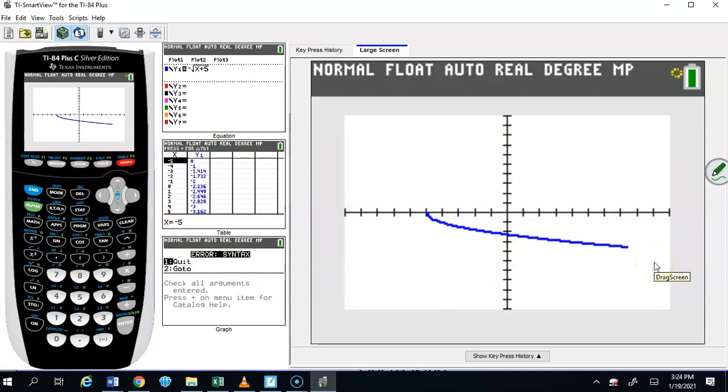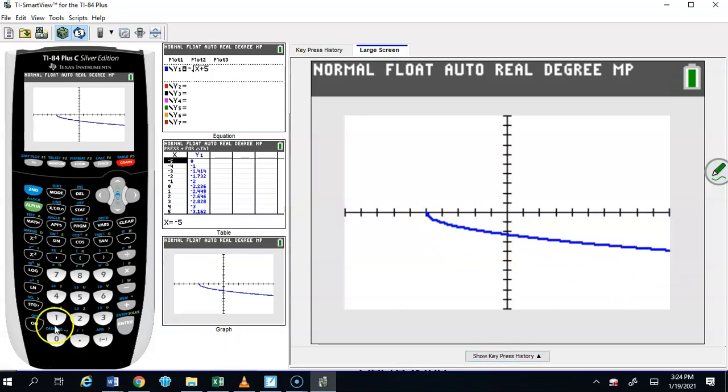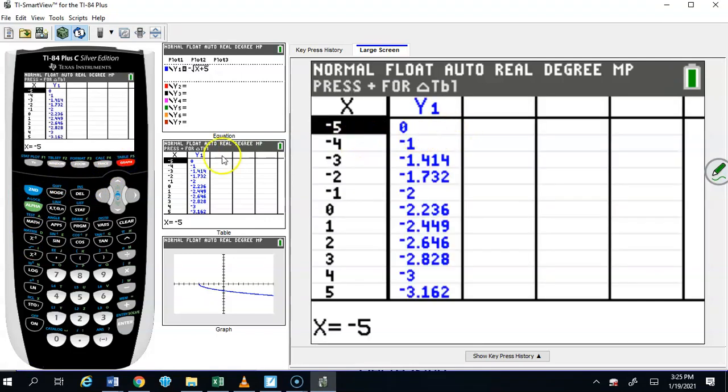And indeed, it is looking the way that I said it would look, right? So it is reflecting off to the bottom and the right because it reflected over the x-axis, okay? So now we can use our table function. And so we're going to go second table here. And the way this is set up right now is it's starting at -5 and it's going up to 5.